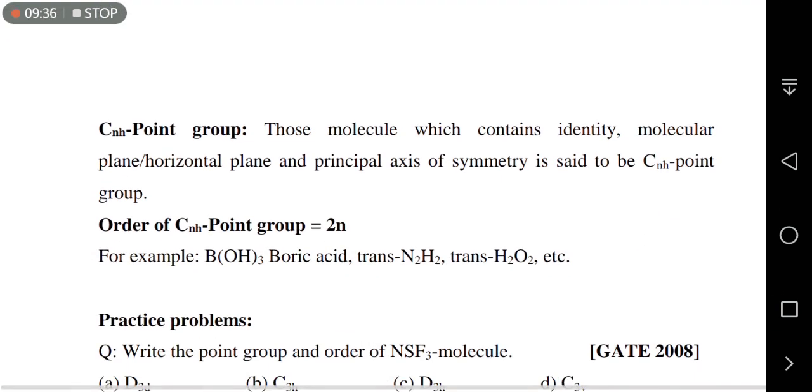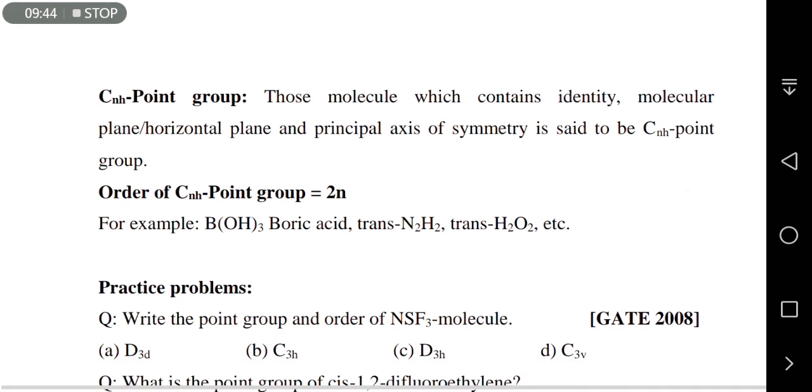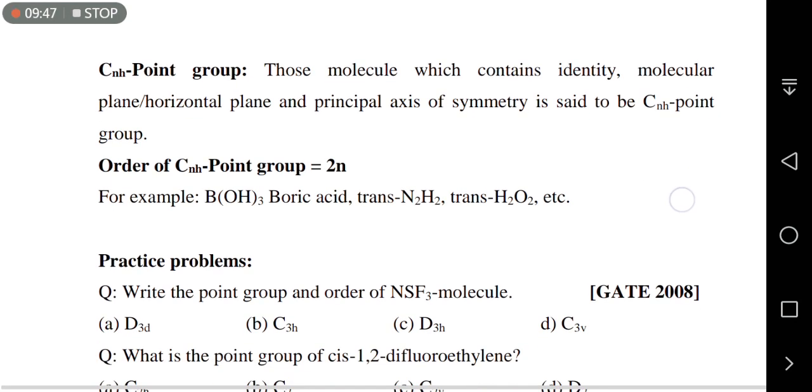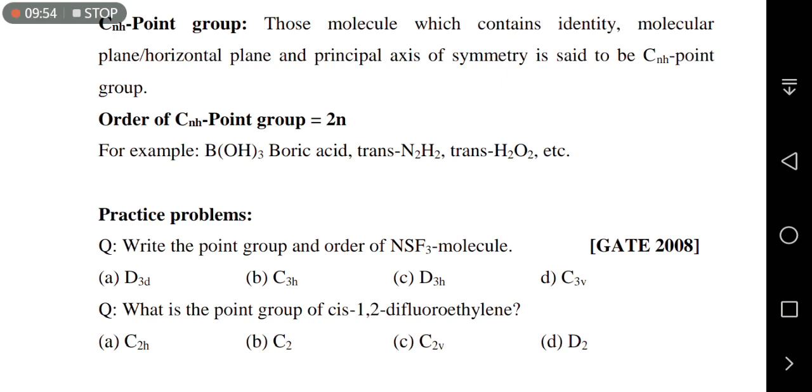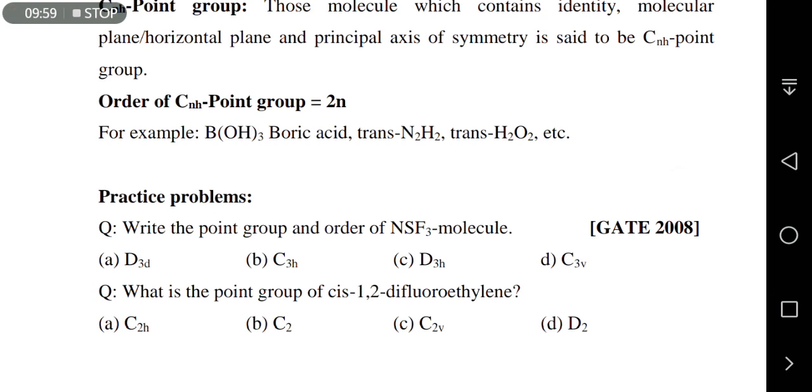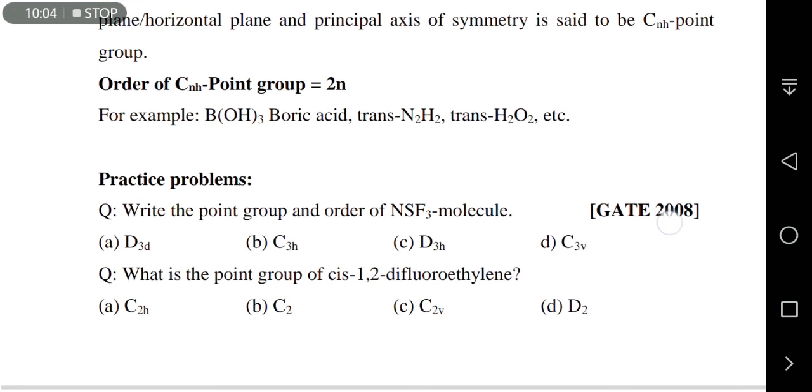So let's start. CnH point group: those molecules which contain identity, molecular plane, horizontal plane, and principal axis of symmetry are said to be of the CnH point group. So what is the order of the CnH point group? 2n. For example, B(OH)3, boric acid. Can you draw the structure of B(OH)3? Yes, you can do it. And what is the point group of trans-N2H2, trans-H2O2, etc.? Please try to solve it by yourself.